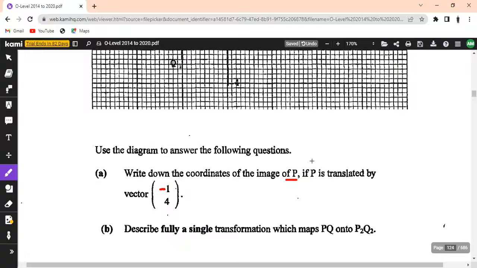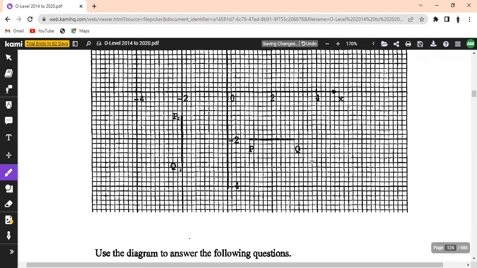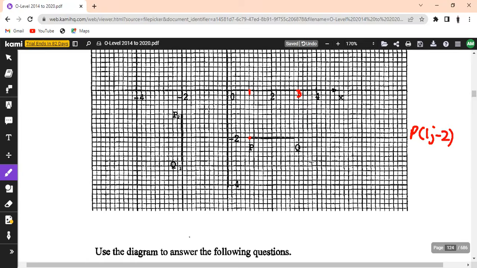Okay, so let us locate our point P. This is our point P here. The point P is actually at 1, because our scale is 1, 2, 3, 4, 5, and so forth. So at this point P, X is 1, and Y is actually minus 2. So the point is 1, minus 2.